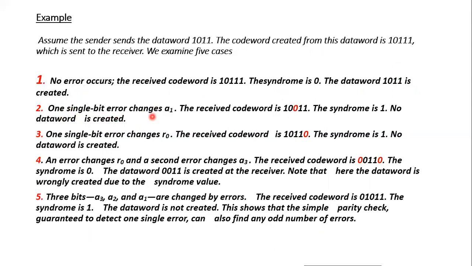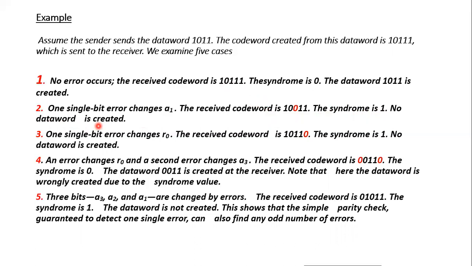Then, one single bit error changes A1. That is, the received code word is 10011. So A0, A1, A2, A3. Here A1, this one has been changed to 0. Therefore, the syndrome is 1. Therefore, no data word is created.